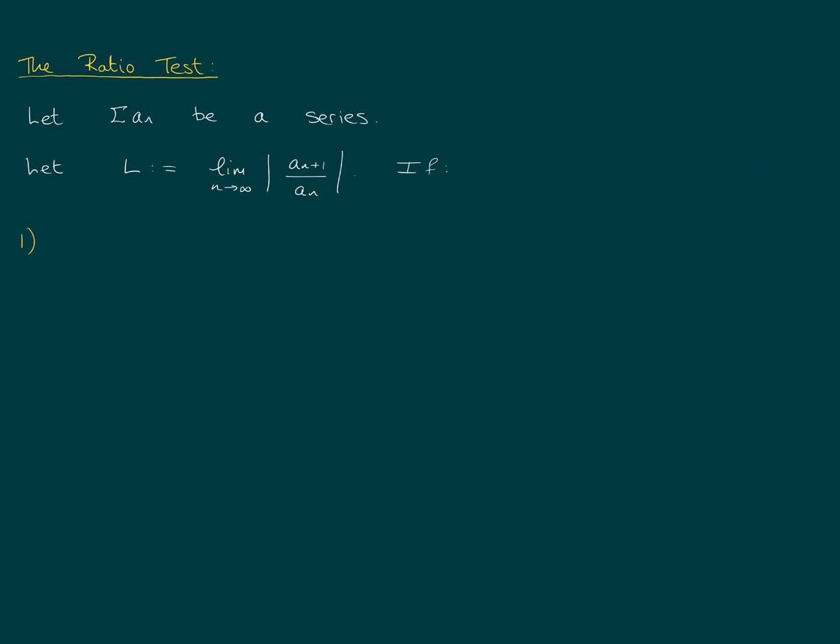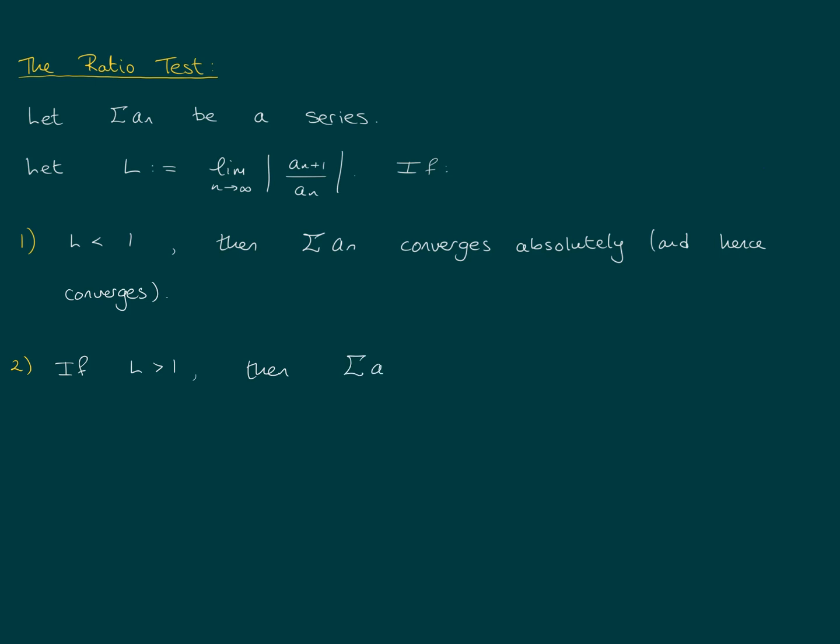So if L is less than 1, then the series converges absolutely. And hence, by the theorem, it converges. Two, if L is greater than 1, then the series diverges.